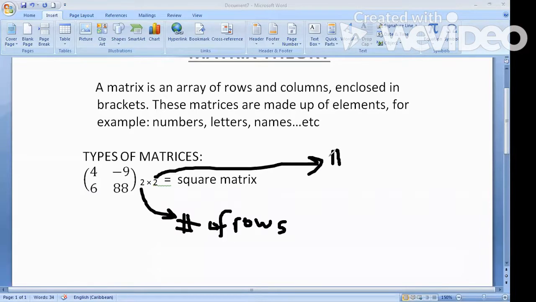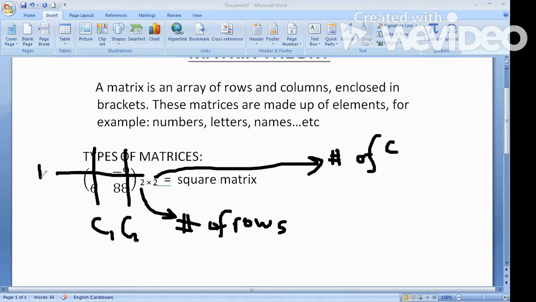Columns. Right, the number of columns. And so we have column 1, column 2, and we have row 1, we have row 2. So this matrix has 2 rows and 2 columns. So we call it a 2 by 2 matrix.